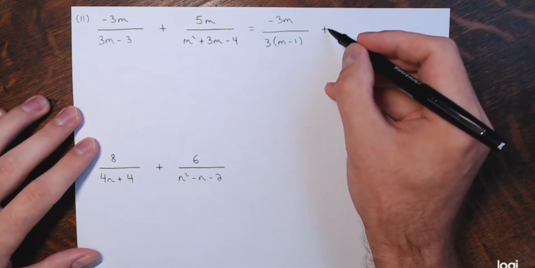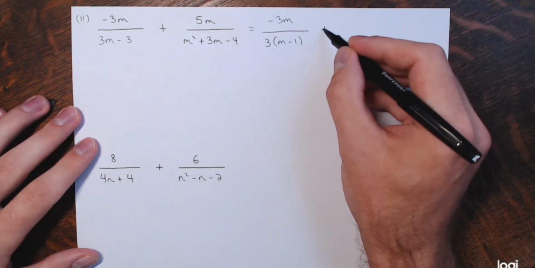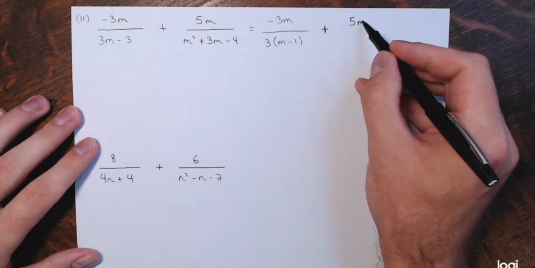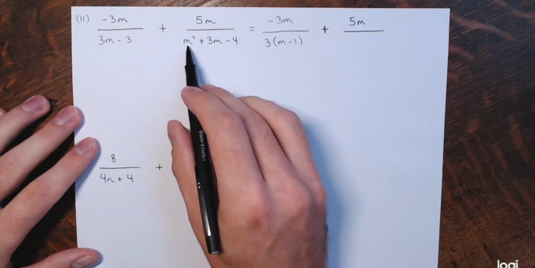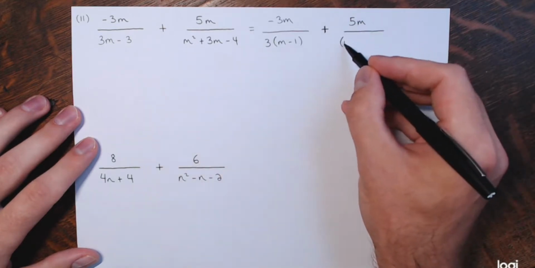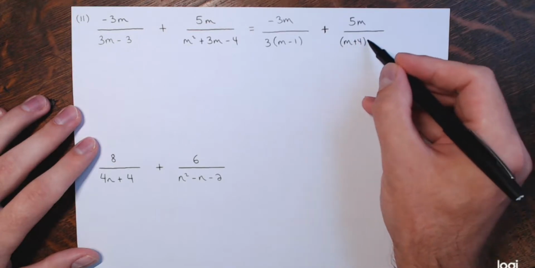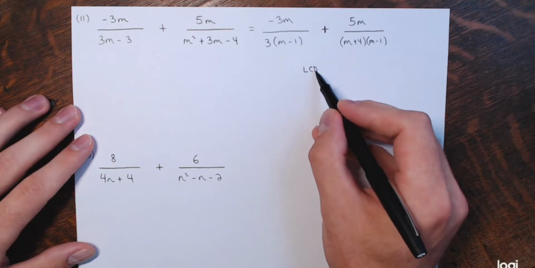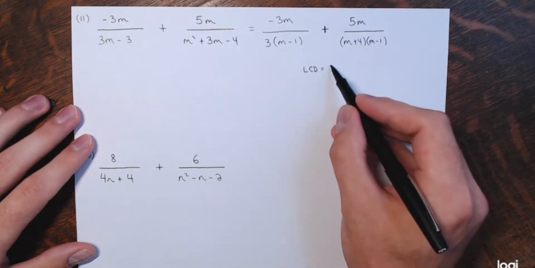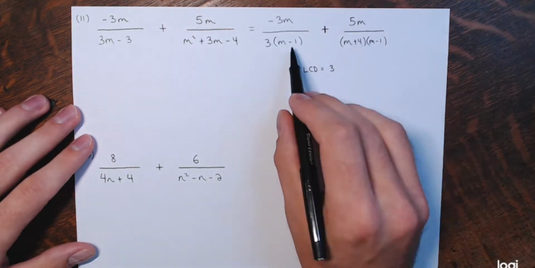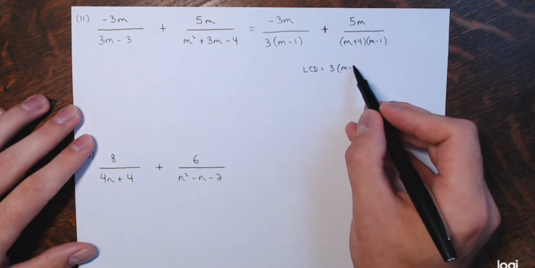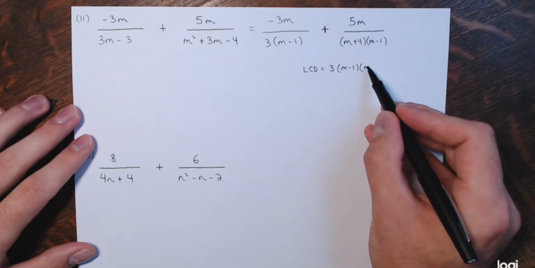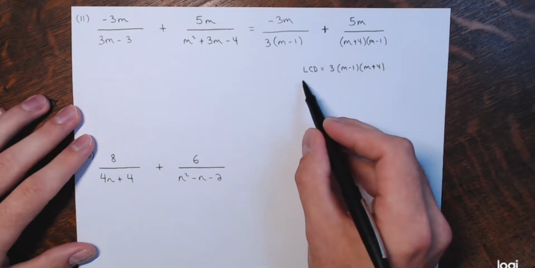Plus, second fraction, you got 5m in the numerator. The denominator factors to m plus 4 times m minus 1. Alright, so the LCD is 3 to the first, the highest power of 3 is 1, m minus 1 to the first, and then times m plus 4, that's another factor that's showing up to the first. Right, so there's the LCD.